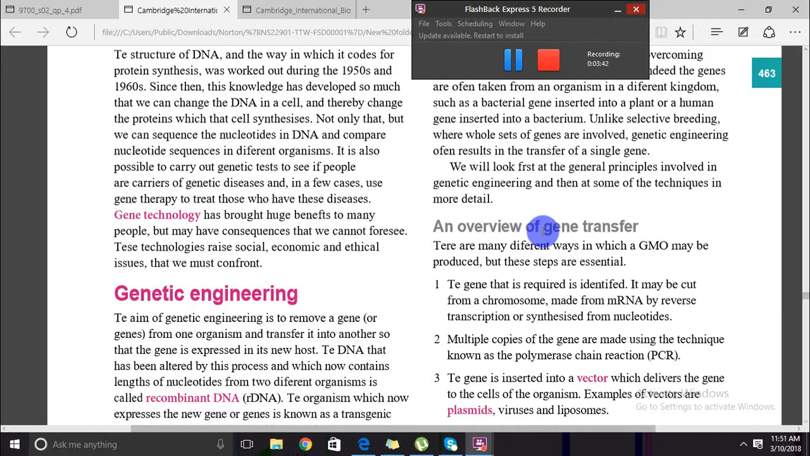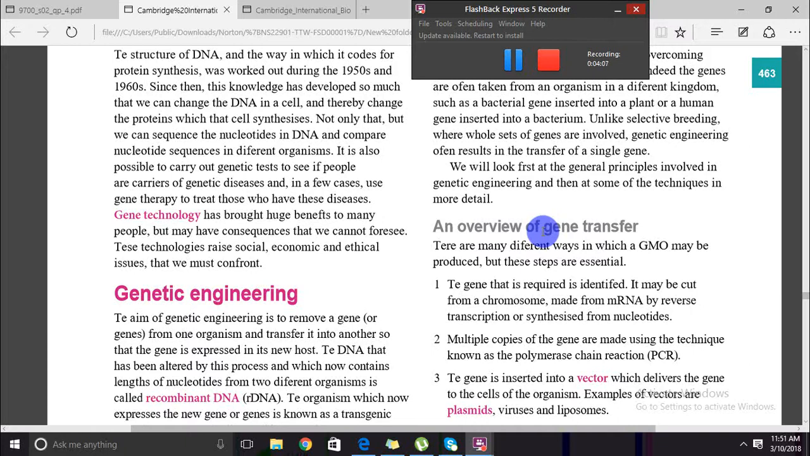So we can summarize that gene technology has brought huge benefits to many people, but there are consequences that we may not yet be able to foresee. And these technologies raise social, economic, and ethical issues that we must confront. And this is actually an overview of this entire topic.